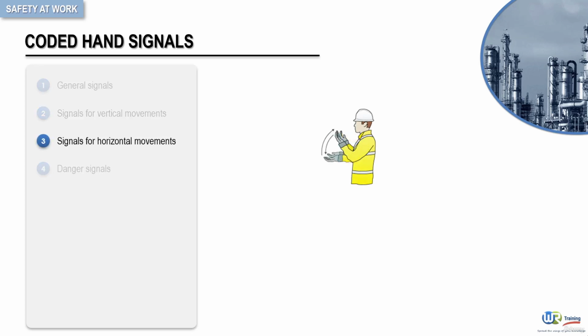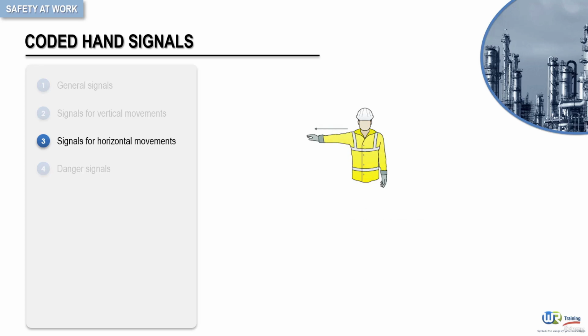Now, for horizontal movements, when both arms are bent with the palms facing upwards and the forearms make slow movements towards the body as depicted here, then this indicates a move forwards signal. When both arms are bent with the palms facing downwards as seen here, and the forearms make slow movements away from the body, then this indicates a move backwards signal.